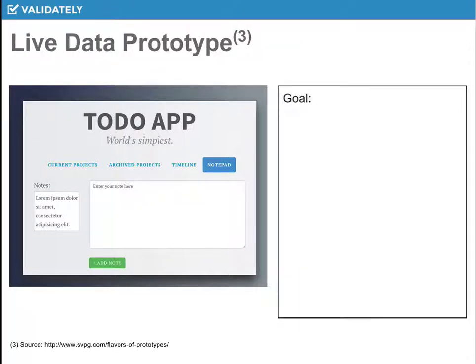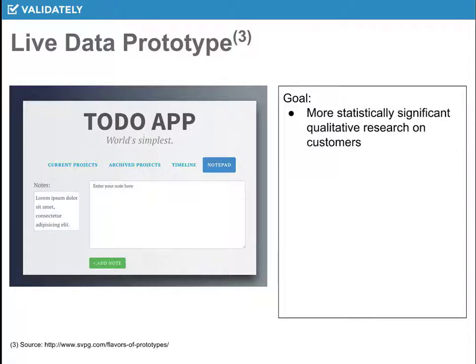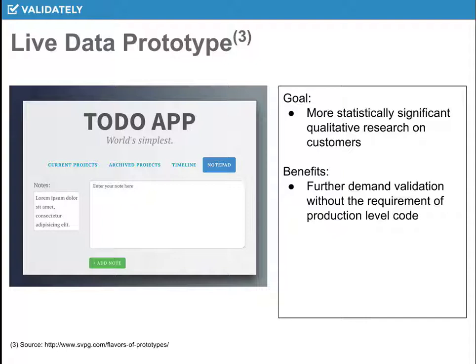And then there's the live data prototype, and this is really the same thing as the high fidelity prototype. It's just hooked up to some sort of database in a limited way. It's not production level code, but it is hooked up to some customer data, and you can use it to get more statistically significant qualitative research on customers. So really further demand validation without requiring production level code, but it does require significant developer time because you are now starting to make things work and actually hook up to real data.